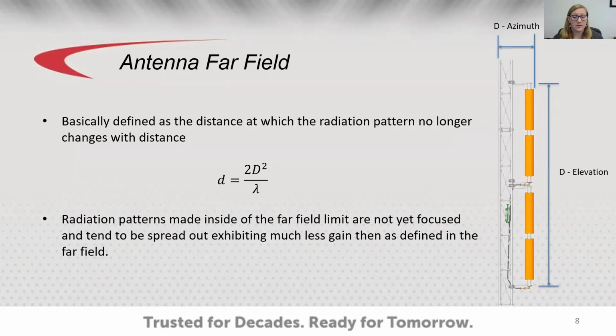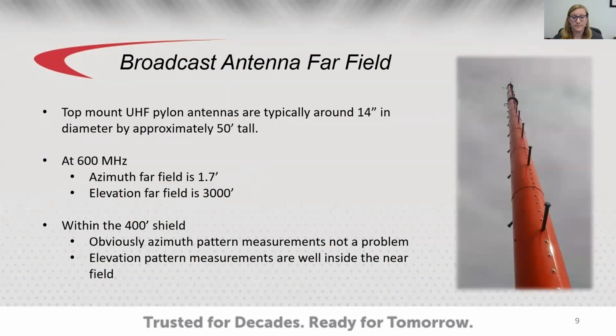Radiation patterns measured inside of the far field limit, or in the near field, are not yet focused and will have different characteristics than a typical far field pattern. Let's picture a typical top-mount UHF pylon antenna, about 14 inches in diameter and approximately 50 feet tall. At 600 megahertz, the azimuth pattern far field will begin at about 1.7 feet from the antenna. However, the elevation far field will begin around 3,000 feet from the antenna.